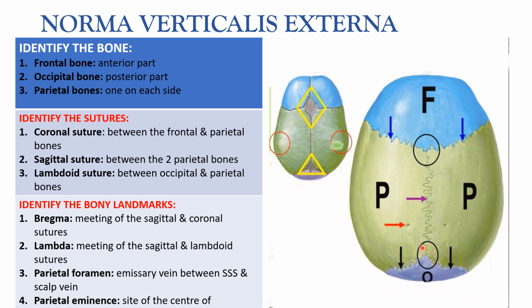All right. Then we have the parietal foramen. So this is the foramen, this is the parietal foramen. It transmits the emissary vein between the superior sagittal sinus and the scalp vein.